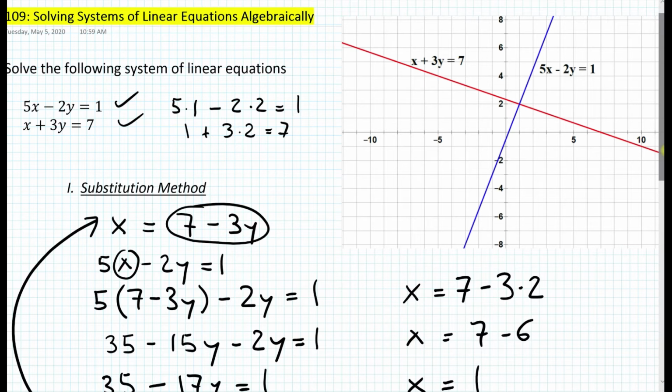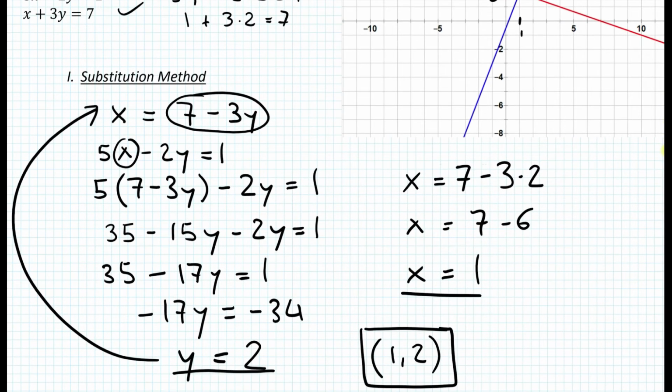Earlier, we also looked at the graph, and we saw that that is the point of intersection. Here we have 1, and here we have 2. So it is actually a plausible answer, and we're pretty sure that the solution to the system of equations is (1, 2).